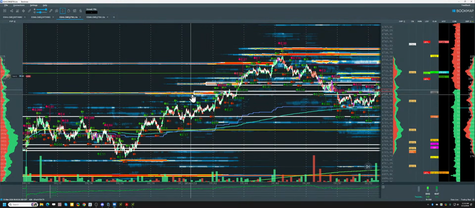So what I know here is resistance. If I break high, it becomes support. Here, resistance. If I break high, it becomes support. What about this? Resistance. If I break high, it becomes support. Just watch the thinking. Not saying it's good.